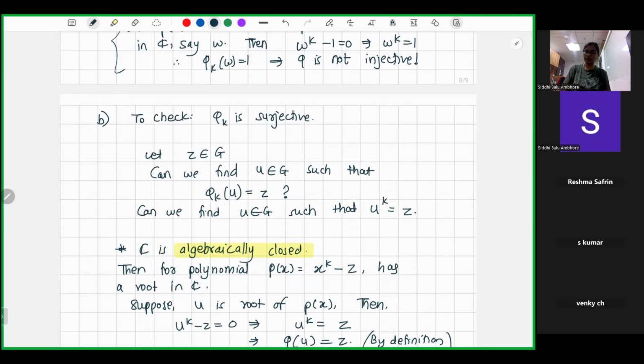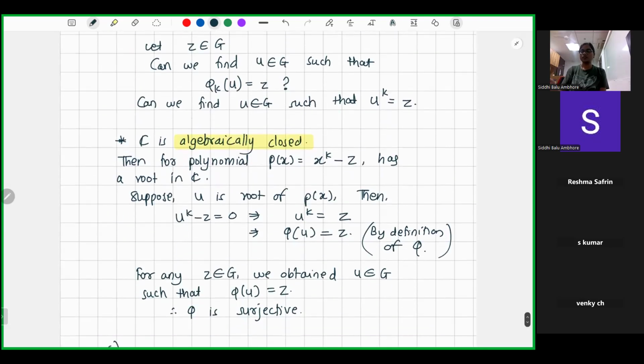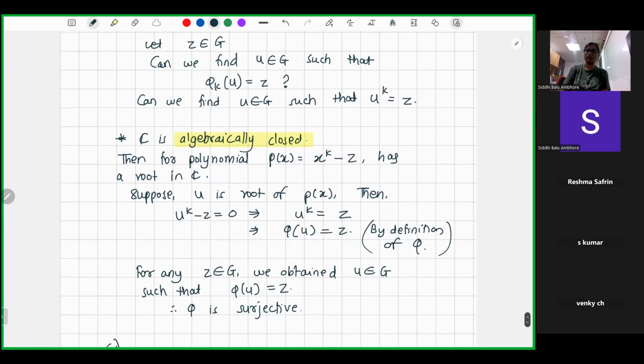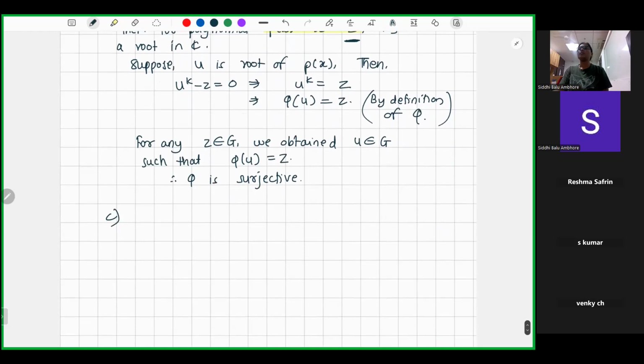Again, we proved that phi k is not surjective, and we used this property to prove that the polynomial x power k minus z has a root. That root can be used as a pre-image of this element z, or as an element in G such that under phi it maps to z. Okay, so this is there.